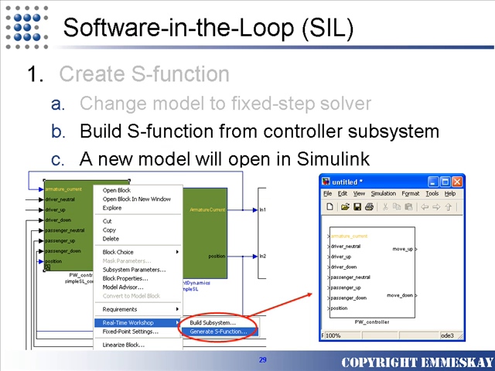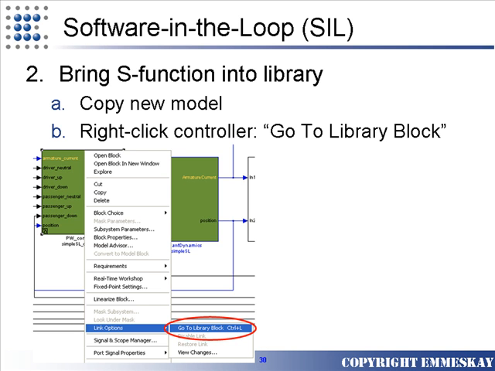Once we've selected our fixed step solver, we can now build the S function and open it in Simulink. So again, we right-click on the controller subsystem, go to Real-Time Workshop, and select Generate S Function. This will open the new model once you click Build. Now that the model's been built, we have to bring it into our library. So copy the model that was just created, and then go to your original model, right-click on the controller, and select Link Options, Go to Library block.